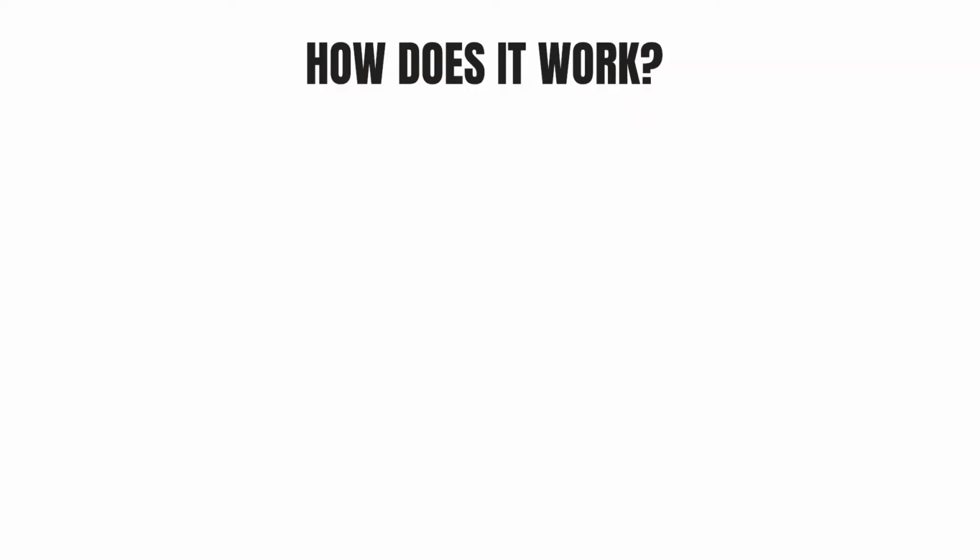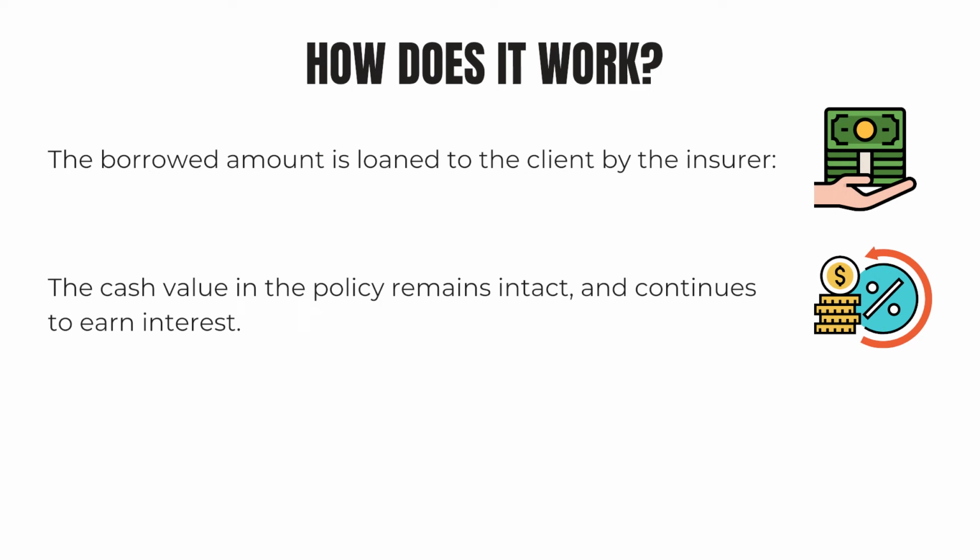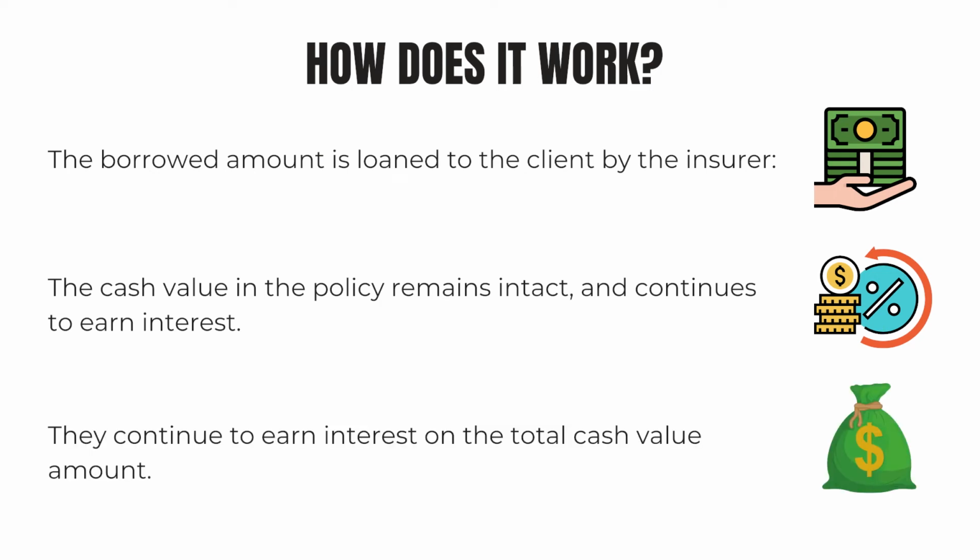Because when the client borrows the cash value, technically the borrowed amount is loaned to the client by the insurer. The cash value is in the policy, remaining intact and continuing to earn interest. Though the client can no longer access that cash value and interest that was already taken, they continue to earn interest on the total cash value amount, not just on the balance of what was left over after the borrowed amount is taken. Thus, the growth of the cash value still continues.